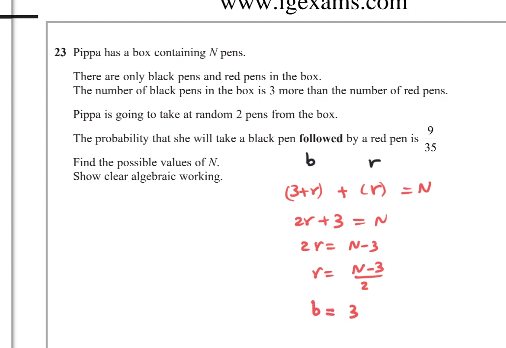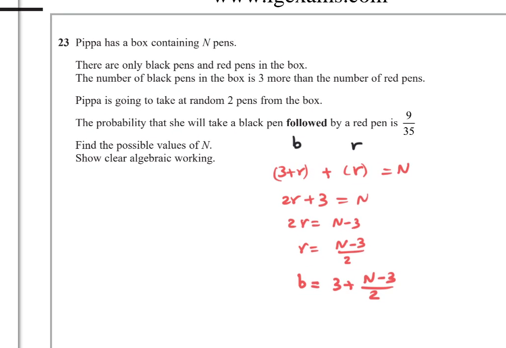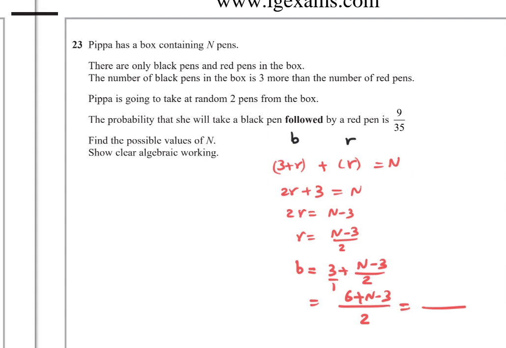And number of black equals 3 plus (n minus 3) over 2. We can write this in terms of n. So this is 3 over 1, multiply the denominator, so 2. So 6 plus n minus 3. So can be written in the simplest form, (n plus 3) over 2. So this is the number of black and this is the number of red.